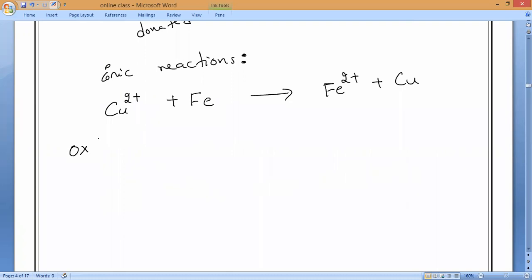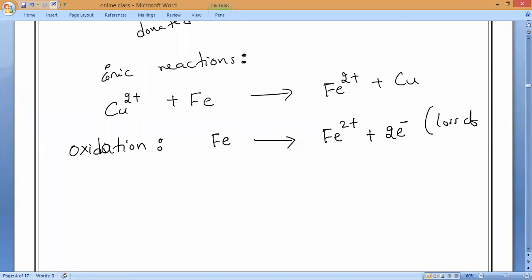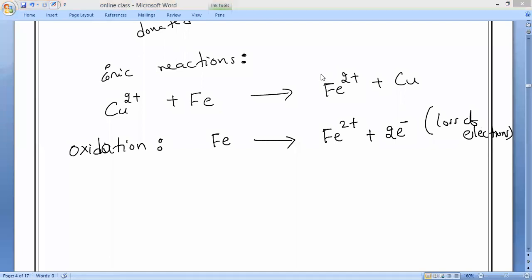Now, oxidation. Oxidation means donating electrons. So Fe turns into Fe2+, meaning it lost 2 electrons. Loss of electrons we call oxidation. Durga, sulfate is not involved in anything, only copper and iron are replacing each other's position. That is why we call it a displacement reaction, and just for convenience we write the ionic equation.